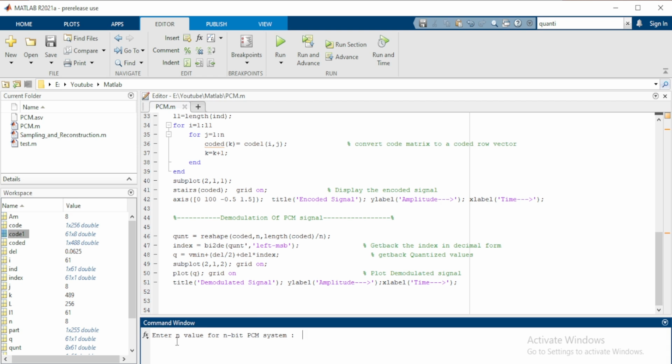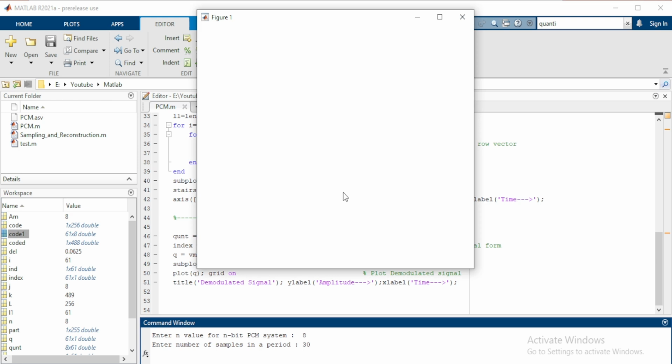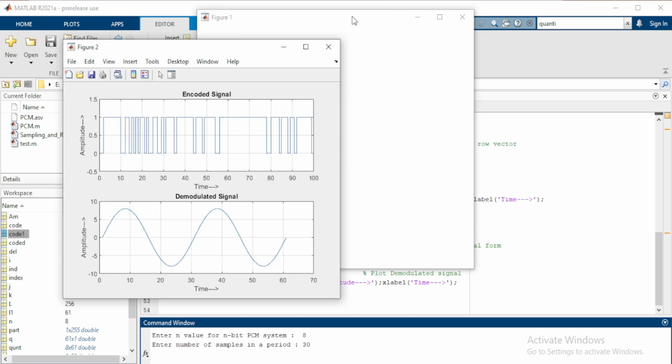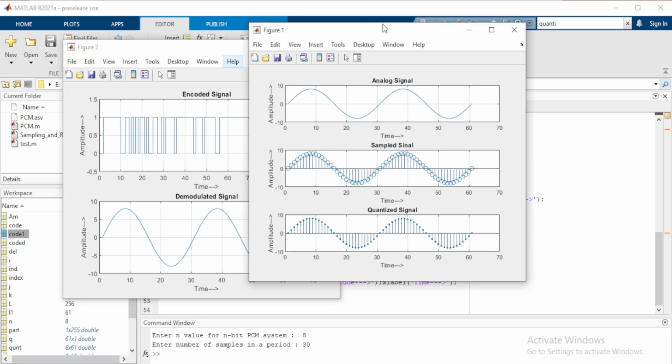Here you can see it asks to enter the n value for the n-bit PCM. You can write 8 if you want to generate 8-bit PCM. Then the second thing is to enter the number of samples in a period. Here we are putting it as 30, but you can put any value. This is the generalized program. So again press enter, then this program is running and it will give you the result. This is somewhat slow, that's why.